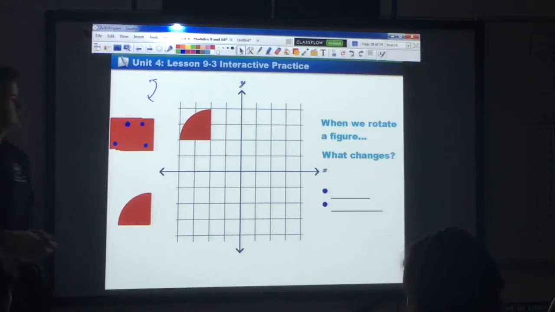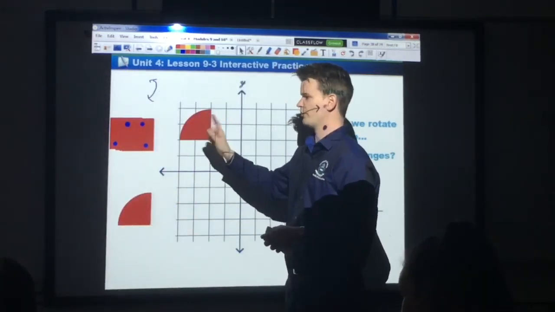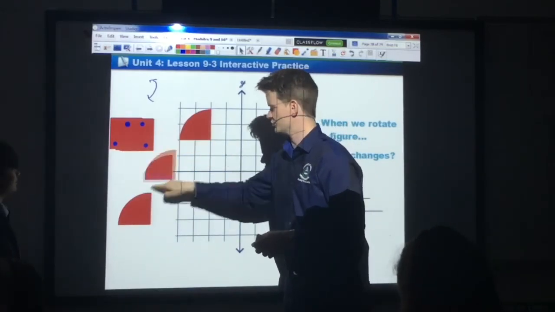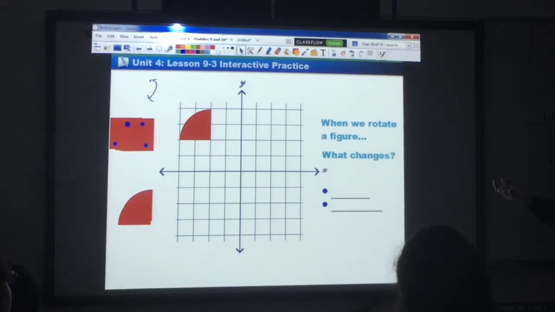All right, so first things first, Mr. Benitez, come on down. Same process. You're gonna take one of these shapes. This is your pre-image. Pretend that this is your starting point, and your classmates are going to give you the rotation. What do you want to see them do? 90 degrees. 270 counterclockwise.